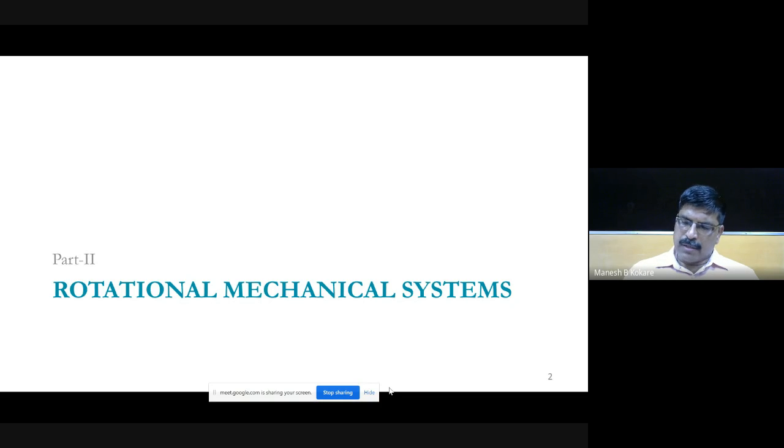As we have studied in electrical systems, there are three basic elements: resistance, capacitor, and inductor. In the translational mechanical system, again there are three basic elements: mass, dashpot, and spring, with which we can design various control systems. Similarly, the rotational mechanical system also has three basic elements. We'll see which those are, how to obtain the mathematical model of the individual elements, and then how to obtain the overall transfer function of the rotational mechanical system.